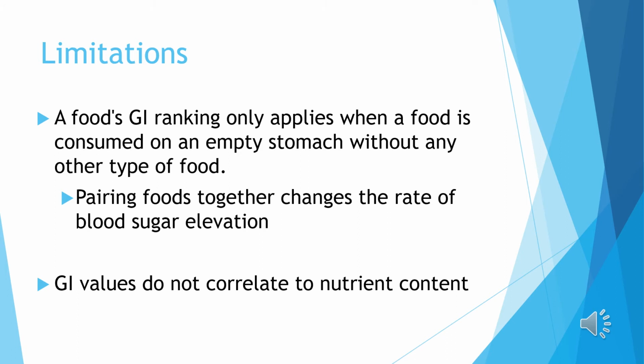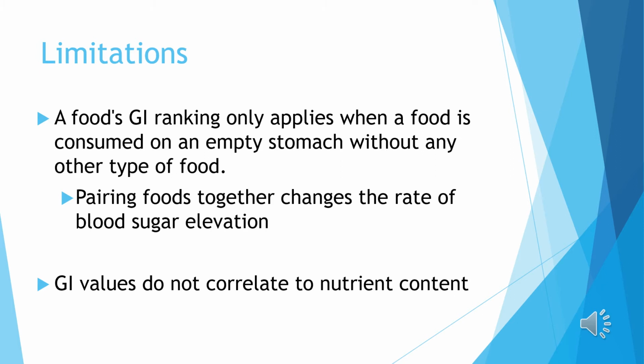There are some notable limitations to the glycemic index diet. A food's GI ranking only applies when a food is consumed on an empty stomach without any other type of food. As anyone who's ever eaten food knows, this isn't always how we eat. Pair a high GI food with a lean steak or a piece of salmon, a side of broccoli, and a salad with vinaigrette, and the protein, fiber, and fat all will serve to lower the glycemic index of the meal.